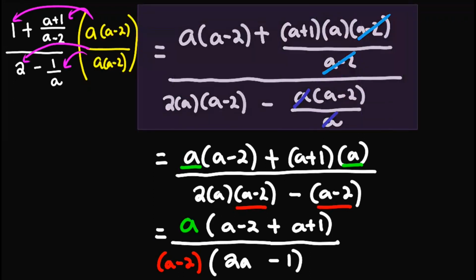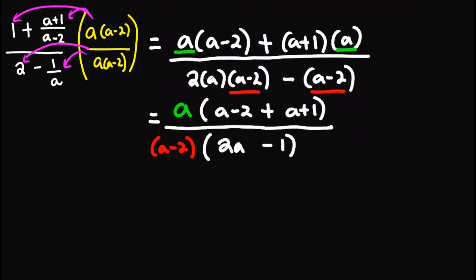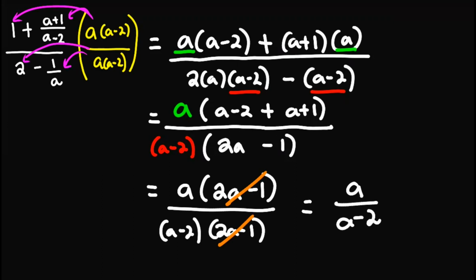And from here, we simplify this part out here. So we'll obtain a times 2a minus 1 over a minus 2 times 2a minus 1. Since we have a common factor of 2a minus 1, we can cancel that one out. And the final answer is a over a minus 2.